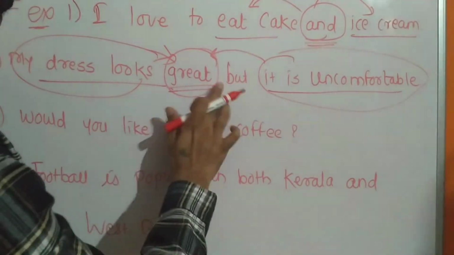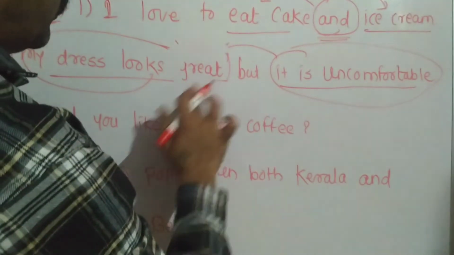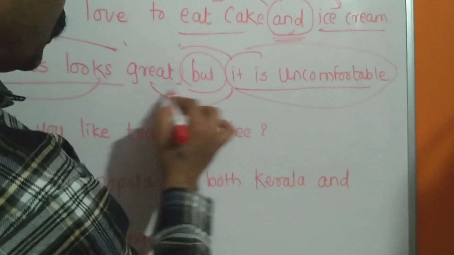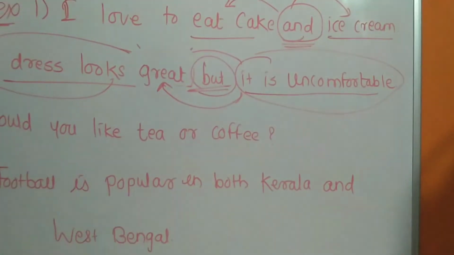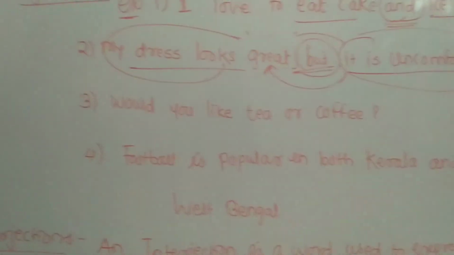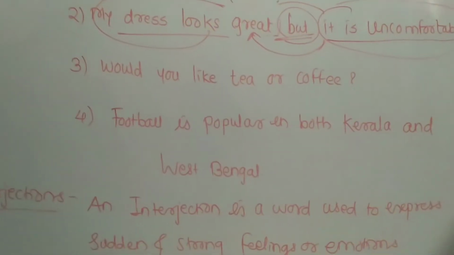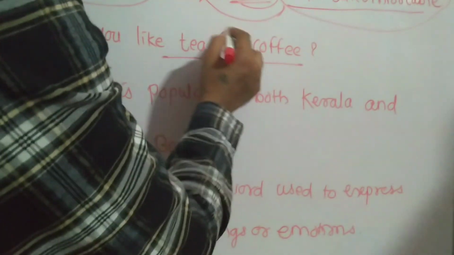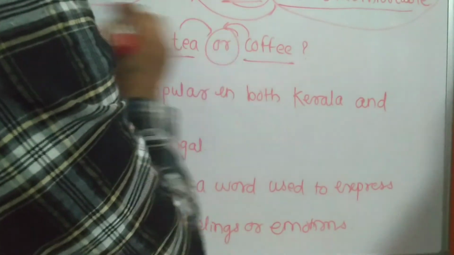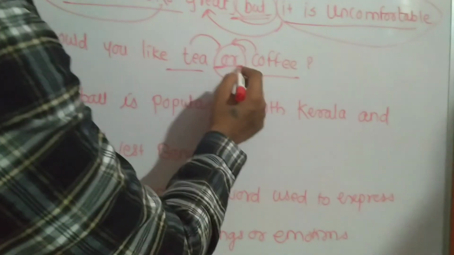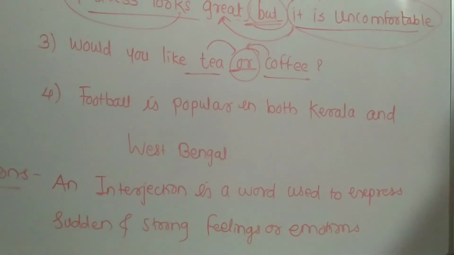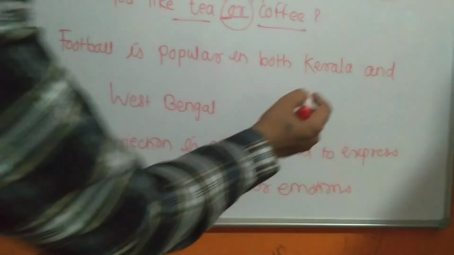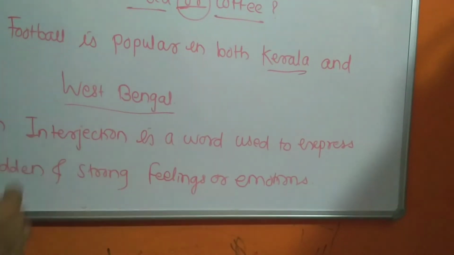That's why but is a conjunction. The third example is: would you like tea or coffee? Tea and coffee. So or joins two words. That's why or is a conjunction. Football is popular in both Kerala and West Bengal. Kerala is a state, West Bengal is a state.